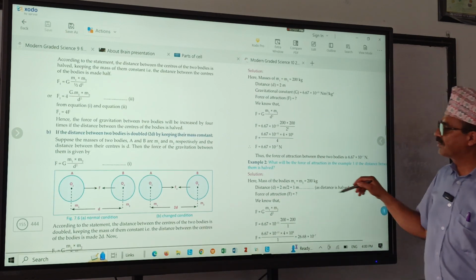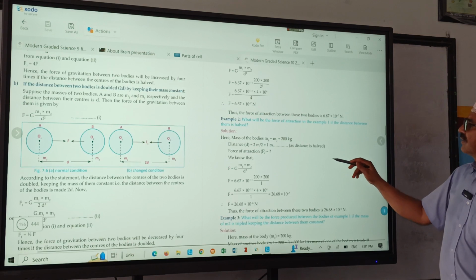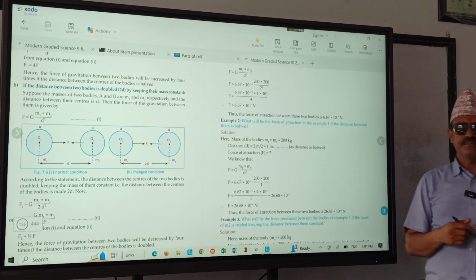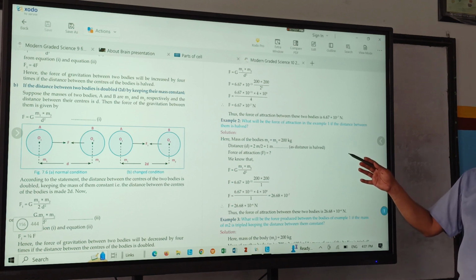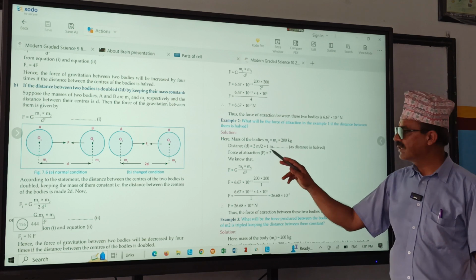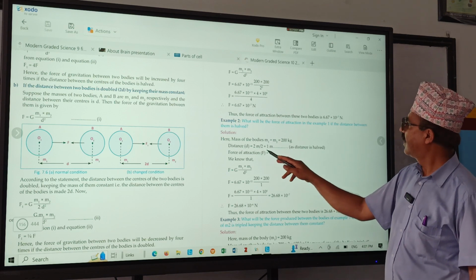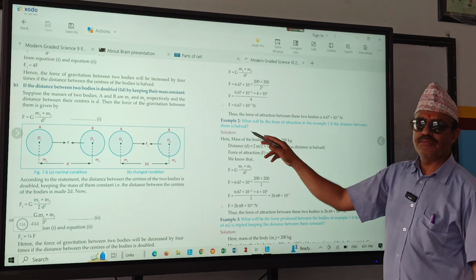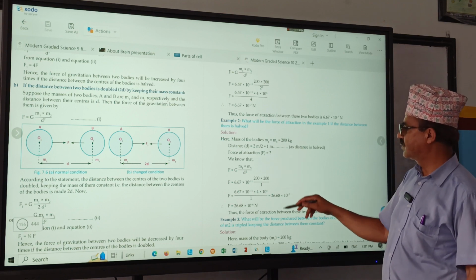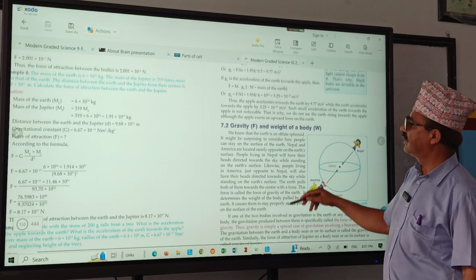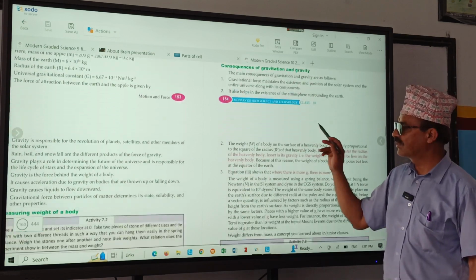Here are some numerical problems also. Read the question here. This question was discussed earlier also, right? So force, distance is half, I think. Half means change to half of it, divide by 2 and you get it here. Okay, accordingly we have discussed many more things.